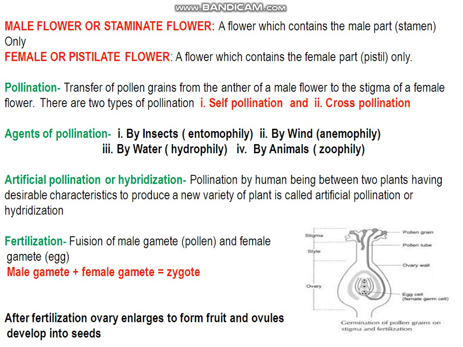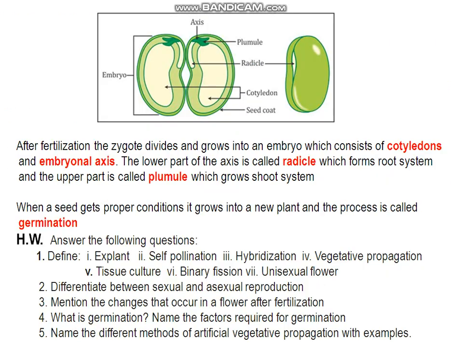Afterwards I am discussing. So what happens to the ovules and what happens to the ovary after fertilization? After fertilization, ovary enlarges to form fruit and ovules develop into seeds. So seeds are the ripened ovules and fruits are the ripened ovary. Now see, the diagram of seed is given here. It is a dicot seed because two cotyledons are showing here.